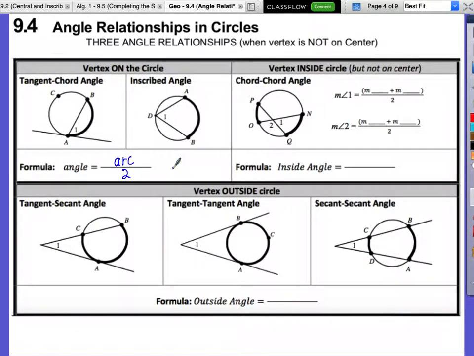Okay, whenever we have a tangent that intersects the circle once, intersecting with a chord, that vertex is also on the circle. So this arc will be divided by 2 for this angle measure.